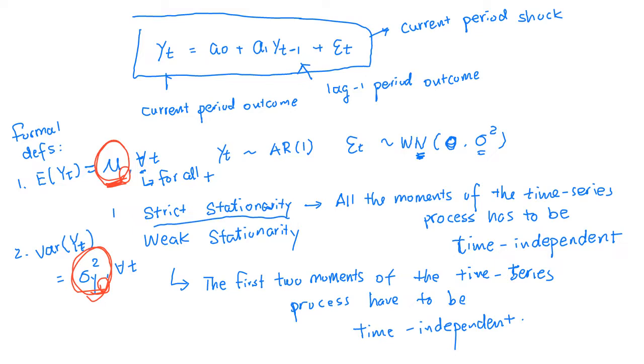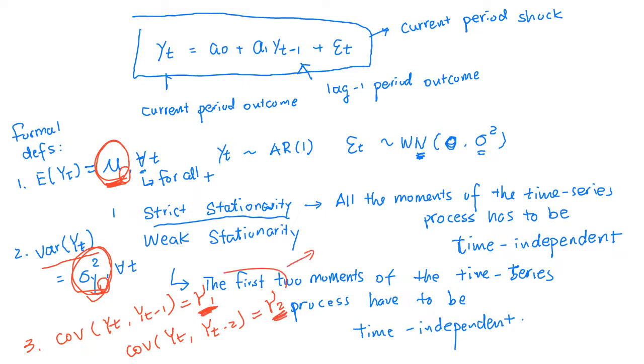And the second moment of the time series process is not only the variance itself, right? So we need to check the covariance. There's another one. So covariance, for example, Yt and Yt minus 1, we call gamma 1 in our notation. This is the lag 1 period's covariance, and the covariance of Yt and Yt minus 2 is gamma 2. All the covariances have to be time independent as well.